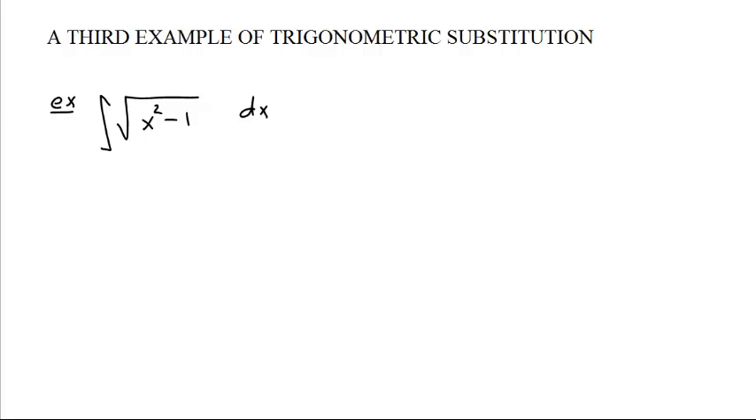A third example of trigonometric substitution. Suppose we want to integrate the square root of x squared minus 1. Now you're looking at that and you're thinking something squared minus 1 equaling something squared. How about we set x equal to the secant of theta? And that means that dx is secant of theta, tangent of theta d theta.